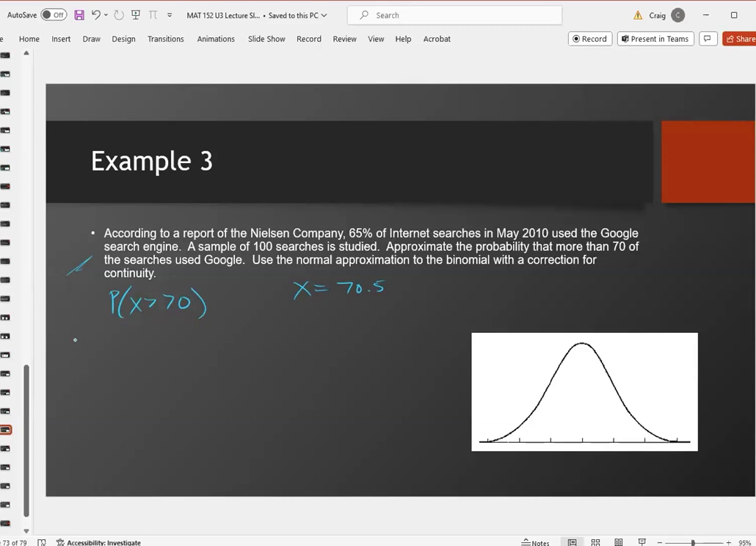Our mean is 100 times 0.65, which I can probably do without the calculator, and that's 65. The standard deviation, I will need the calculator. The square root of 100 times 0.65 times 0.35.